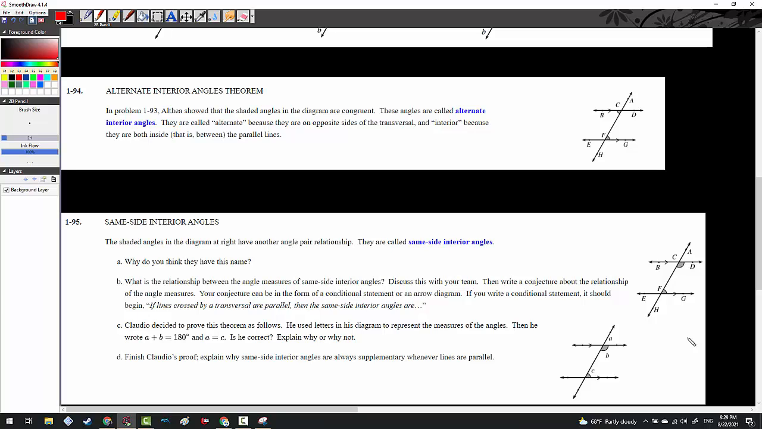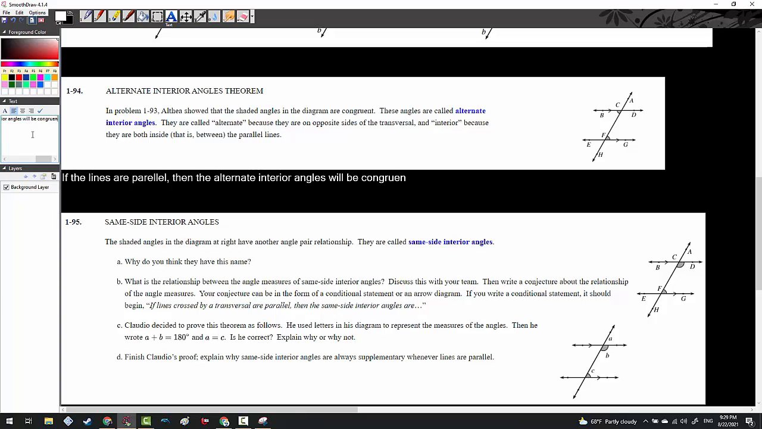And basically the way this section wraps itself up is it gives you a bunch of definitions for alternate interior angles and same side interior angles. And basically what you need to get out of this is exactly what we discovered in the beginning of the lesson, and that is that if the lines are parallel, then the alternate interior angles will be congruent.